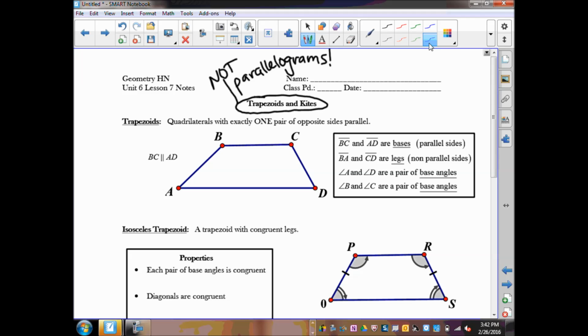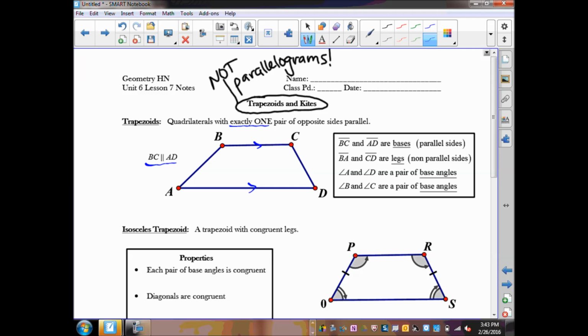Right, a trapezoid is a quadrilateral with exactly one pair of opposite sides parallel, exactly one. So in this picture here, they gave us that BC is parallel to AD, so let's go and draw that in. And for trapezoids in general, you don't necessarily have to have any of your sides being congruent, just that exactly one pair of opposite sides is parallel.